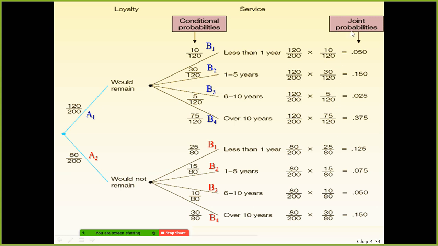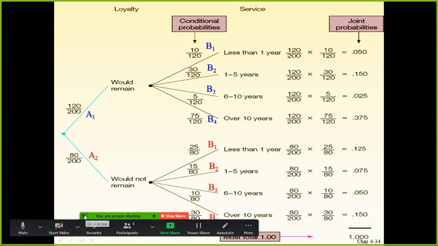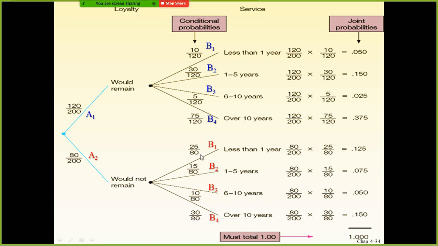When we add all of these probabilities, when we add all results from the joint probabilities together, it equals 1.